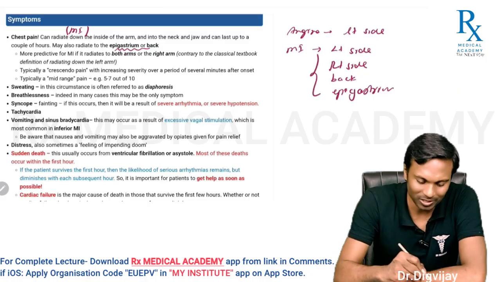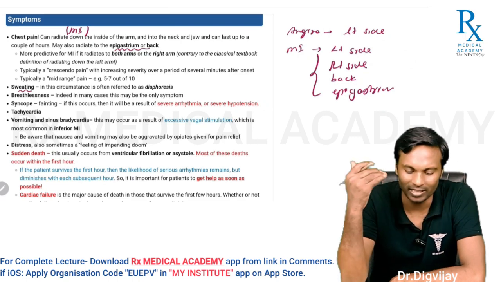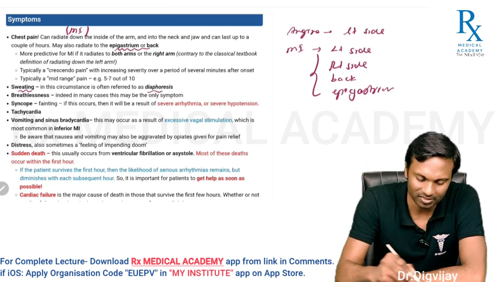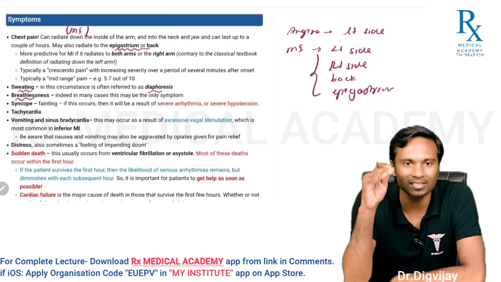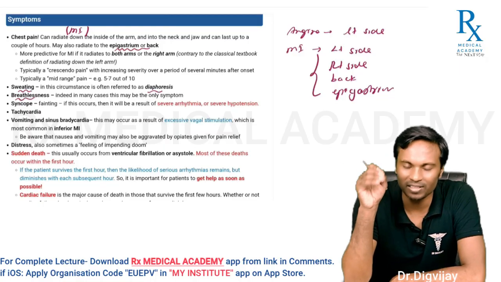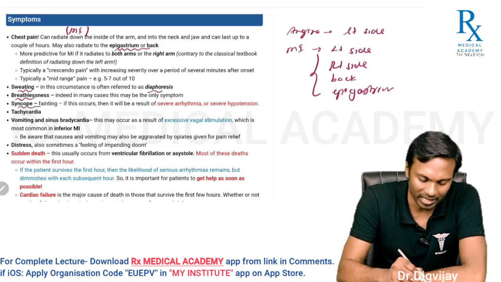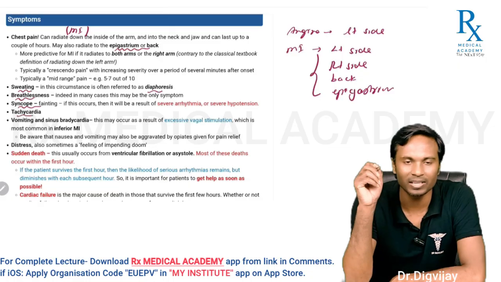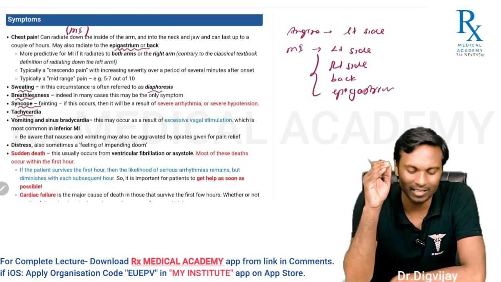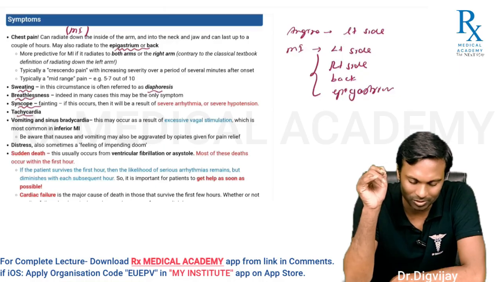Now it is associated with sympathetic overstimulation resulting into profuse sweating, that is known as diaphoresis. It can also result into other signs like respiratory distress. Due to malfunctioning of left ventricle, it can result into pulmonary edema. And over period of time, due to malfunctioning of left ventricle in particular, patient can develop syncope. Patient can develop tachycardia due to sympathetic overstimulation.